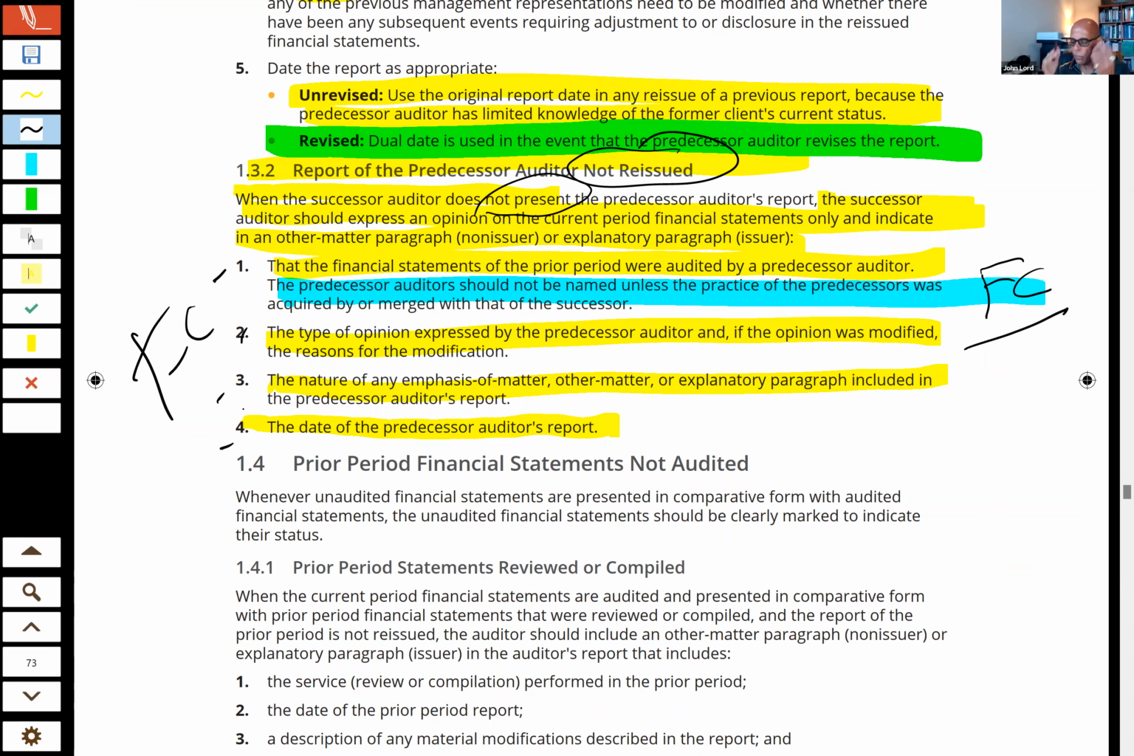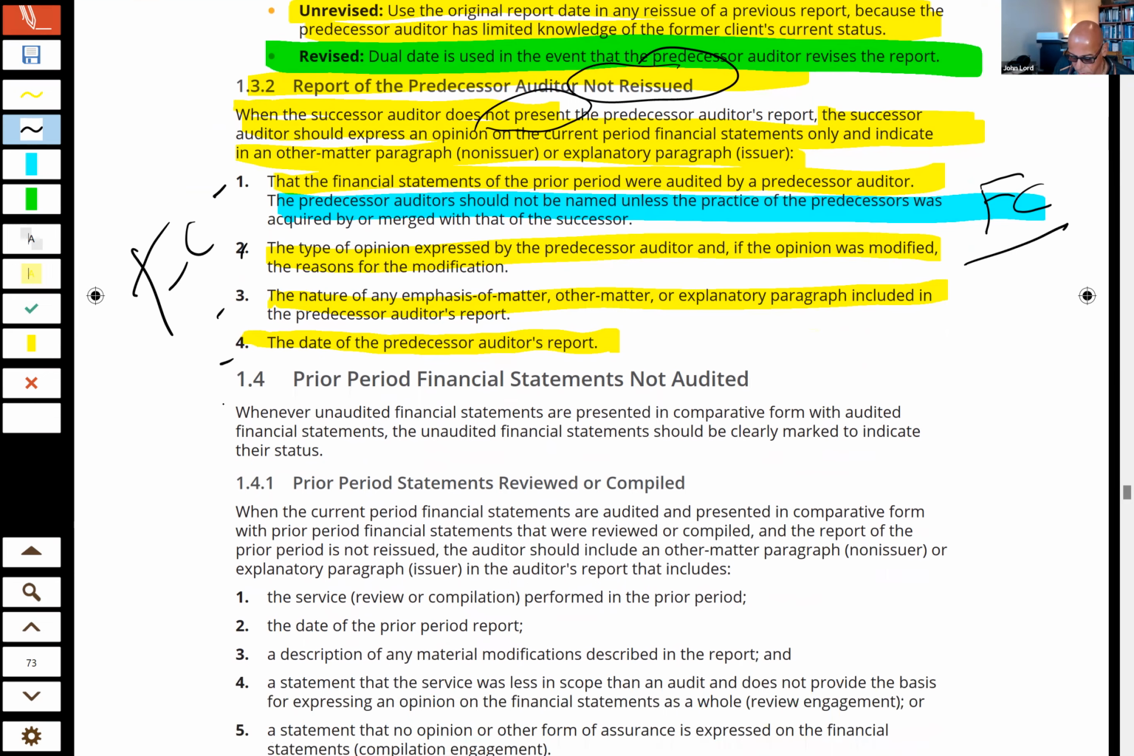Okay, so big picture, it's either going to be presented or not presented. If it's not presented, predecessor got some things they're going to want to get. If it's not presented, then the successor will essentially book report whatever was in the predecessor report in the current year's report. And we just give that approach.